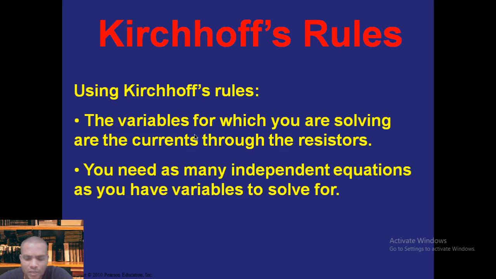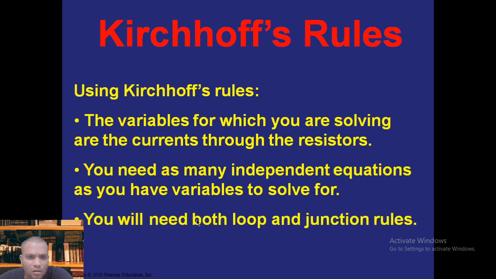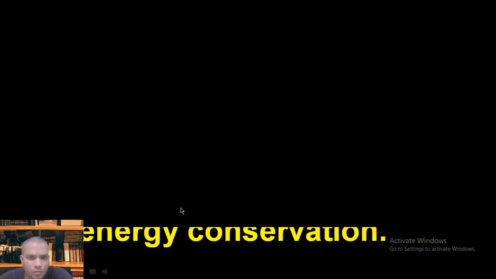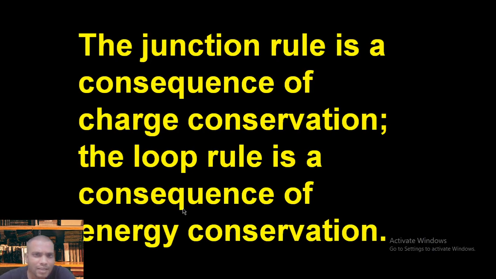For that, we need to depend on as many independent equations as there are loops. Those equations we write after considering proper loops, and in all the loops we need to apply these two rules: one is the junction rule and one is the loop rule. Finally, I can say that the junction rule is a consequence of conservation of charge and the loop rule is a consequence of conservation of energy.